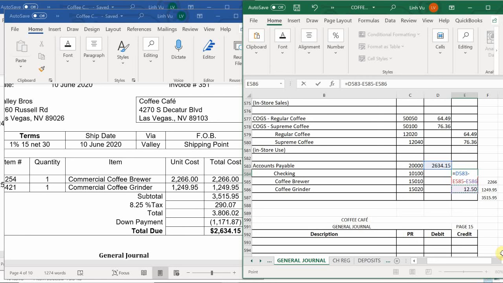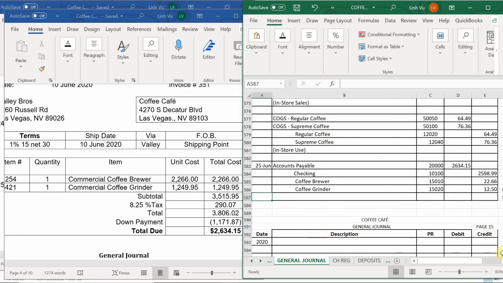So how much am I going to actually pay Haley Bros? I got 2,598.99. $2,598.99 is correct. So then now I can finally cut my check because I'm paying $2,598.99.